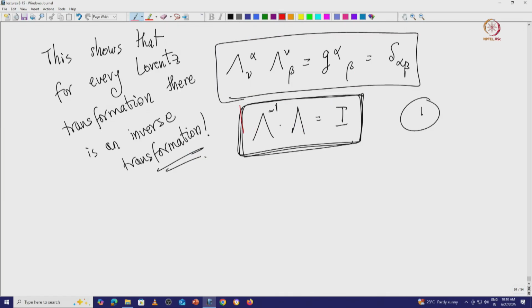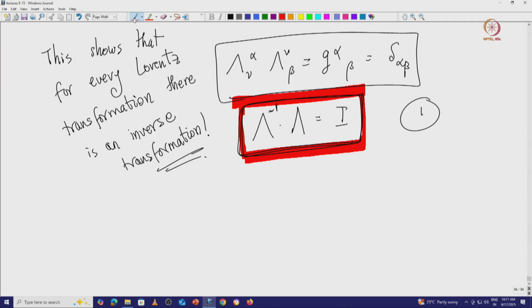Because of that, we end up having the condition that there is a lambda for every Lorentz transformation. There is an inverse of a Lorentz transformation, and this will be useful to keep the metric tensor invariant. So the first thing we have seen is that every Lorentz transformation has an inverse. Now, what would the inverse be?